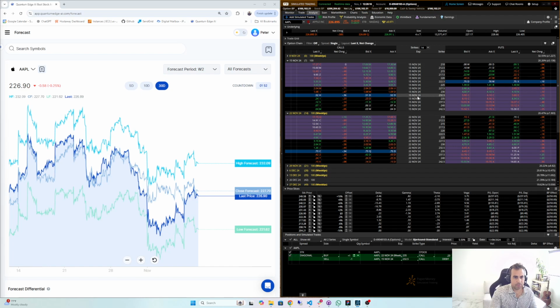And what you want to do is sell the front week, buy the back week, and what we're going to do is sell the closer to the money and buy the further out. So we're going to sell this location, sell that, and then we're going to buy the 235.